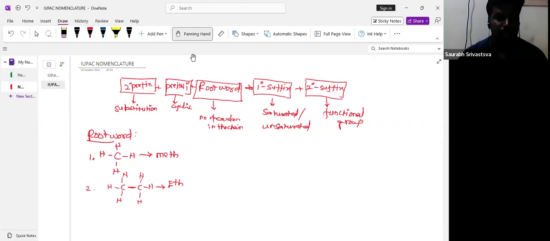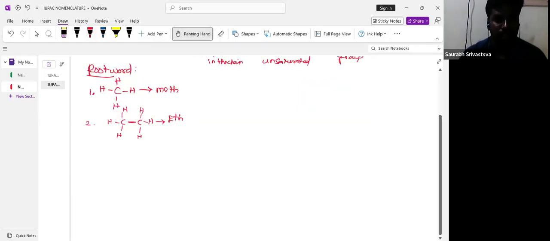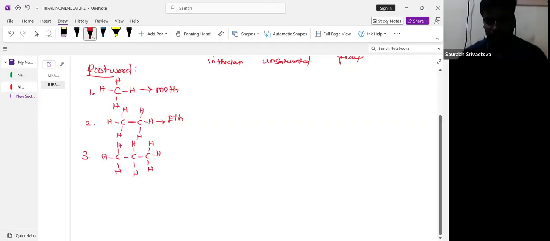Next, if there are three carbons, 1, 2, 3, the terminal carbons are bonded with only one carbon, and the middle carbon has two bonds with carbons. The remaining positions you write as hydrogen. If it is like this, then we call it prop.